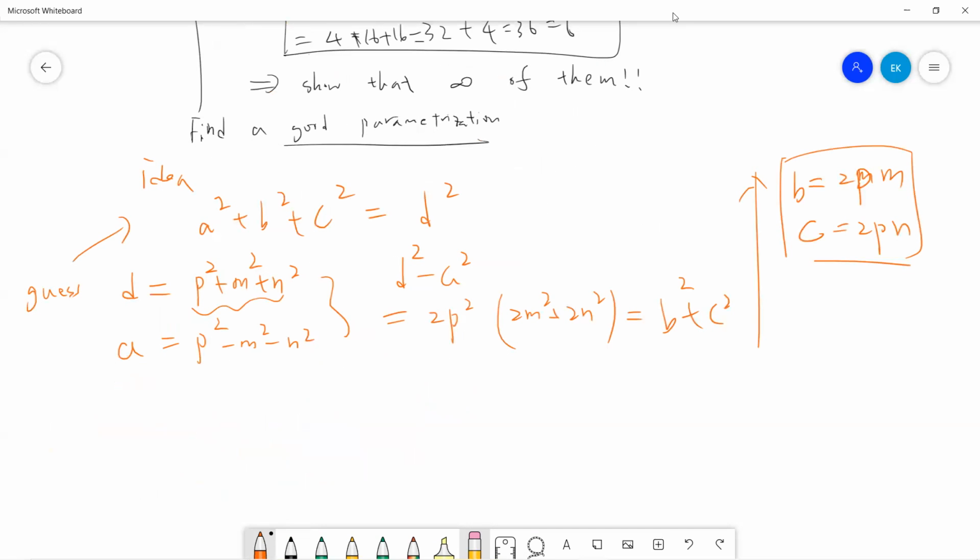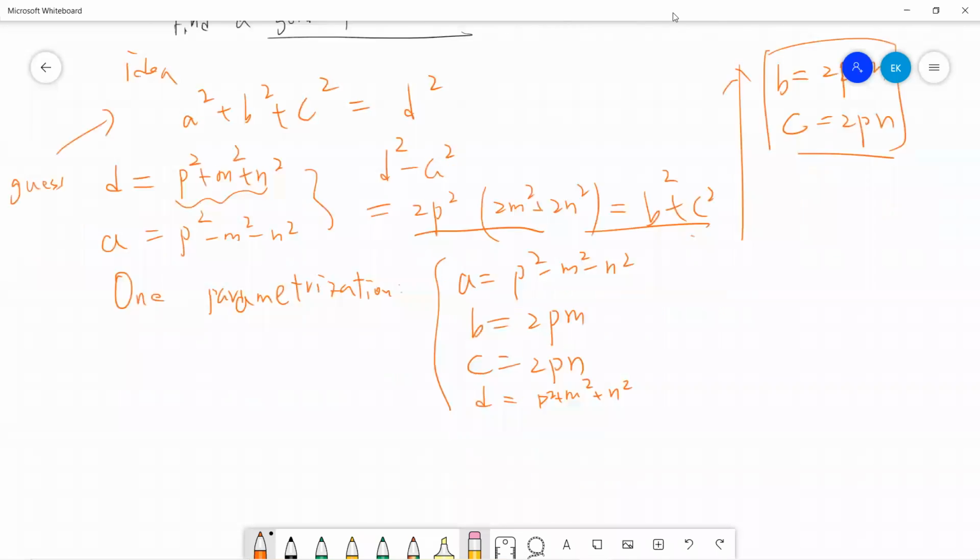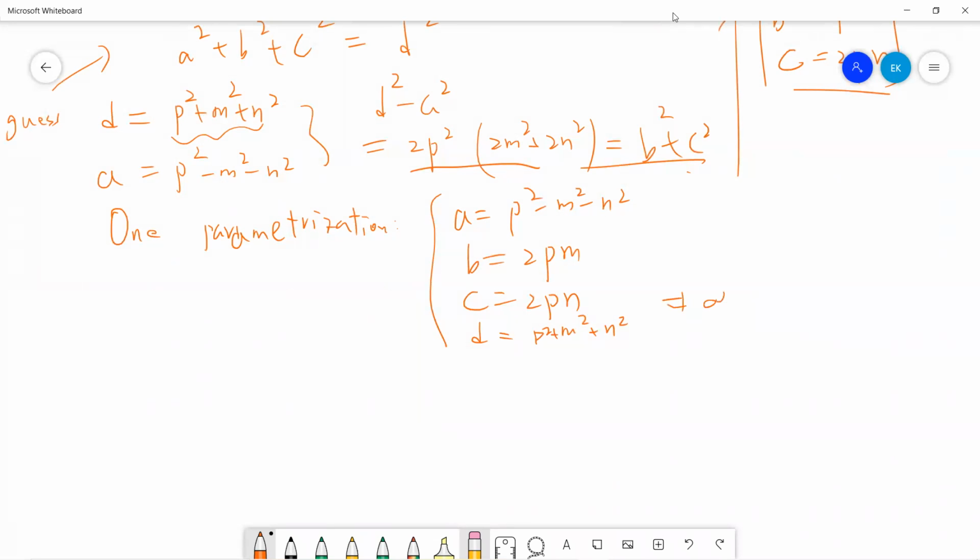Okay, so now this finishes the proof. That means we have one parameterization: a is this, b can be chosen as this, c can be chosen as this, and d can be chosen as p squared plus m squared plus n squared. So easy to see, there are infinitely many solutions, and you can parameterize.